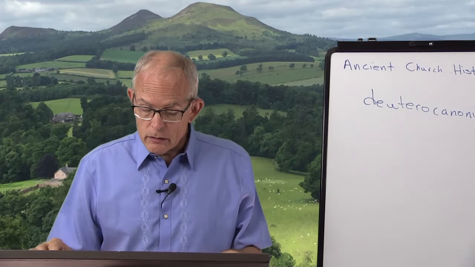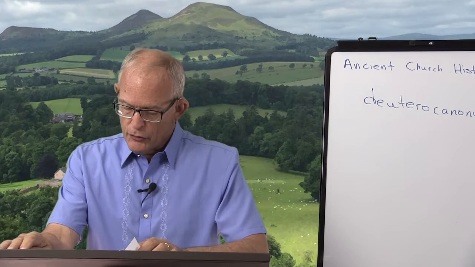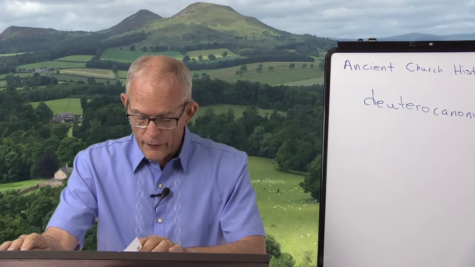They included a book called Ecclesiasticus, Baruch, Tobit, and there were a few others. Somewhere in the Middle Ages, the Roman Catholic Church officially embraced them. And then in the Council of Trent, when they were speaking against the Protestants who rejected the deuterocanonical books, the Roman Catholic Church condemned those who did not accept them as scripture.